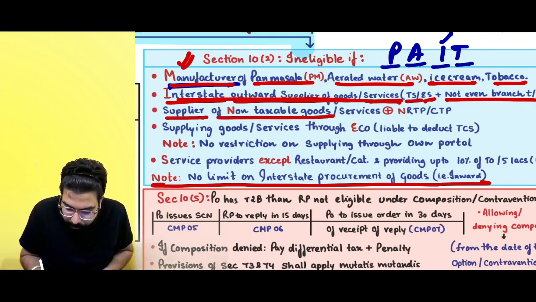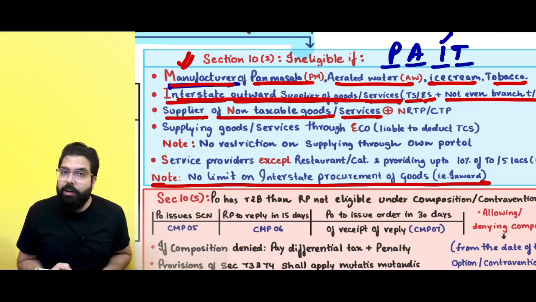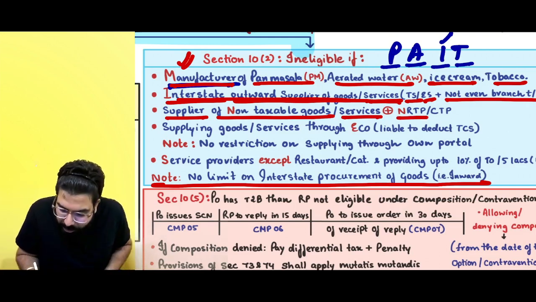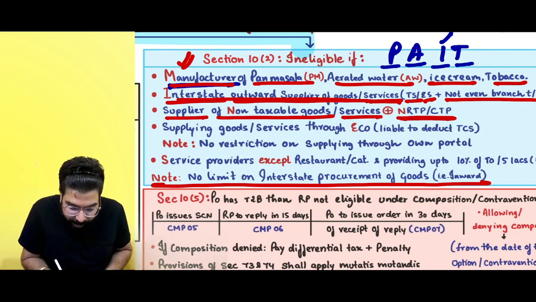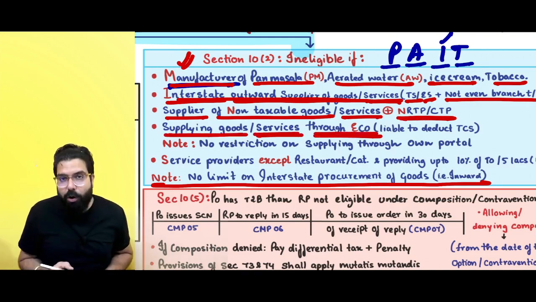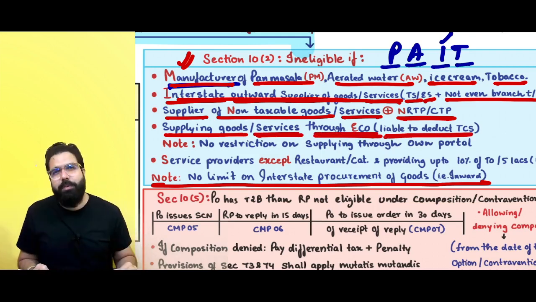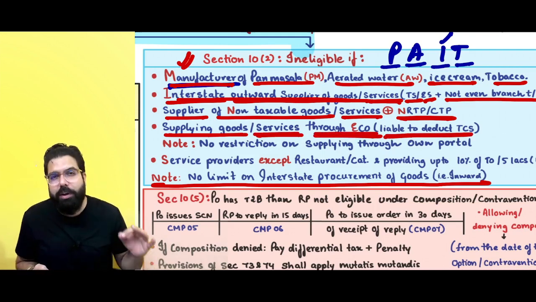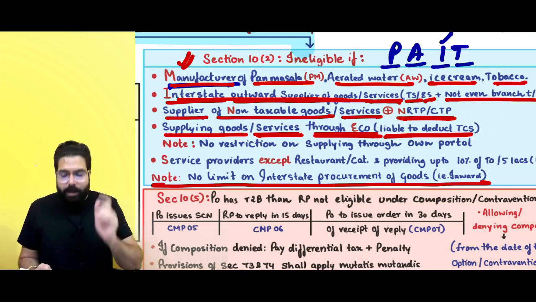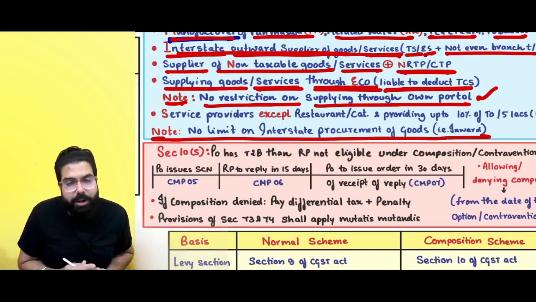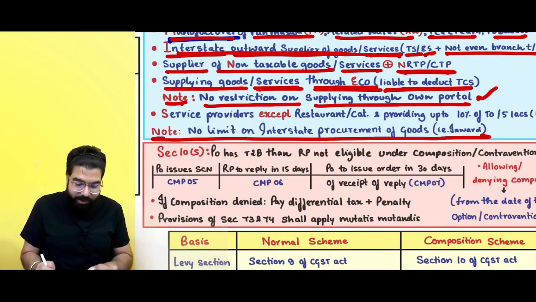Supplier of non-taxable goods or services. Non-taxable goods or services, if you are going ahead and supplying, then also you are ineligible. NRTP or CTP is ineligible. Sir, supplying goods or services through ECO, who is liable to deduct TCS. If you are going ahead and supplying goods or services through ECO and ECO is going to deduct TCS, then also you are ineligible. Note, no restriction on supplying through own portal. You can use your own portal and supply. There is no restriction at all.